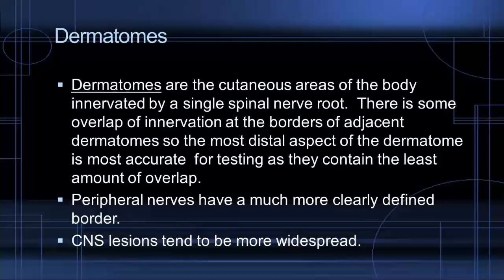So, getting to dermatomes. A dermatome is the cutaneous area of the body that's innervated by a single spinal nerve root. There's some overlap at adjacent dermatomes, so that's why we want to test at the most distal aspect of the dermatome, because they have the least amount of overlap. Peripheral nerves have a much more clearly defined border, and CNS lesions tend to be more widespread. They're kind of all over the place.